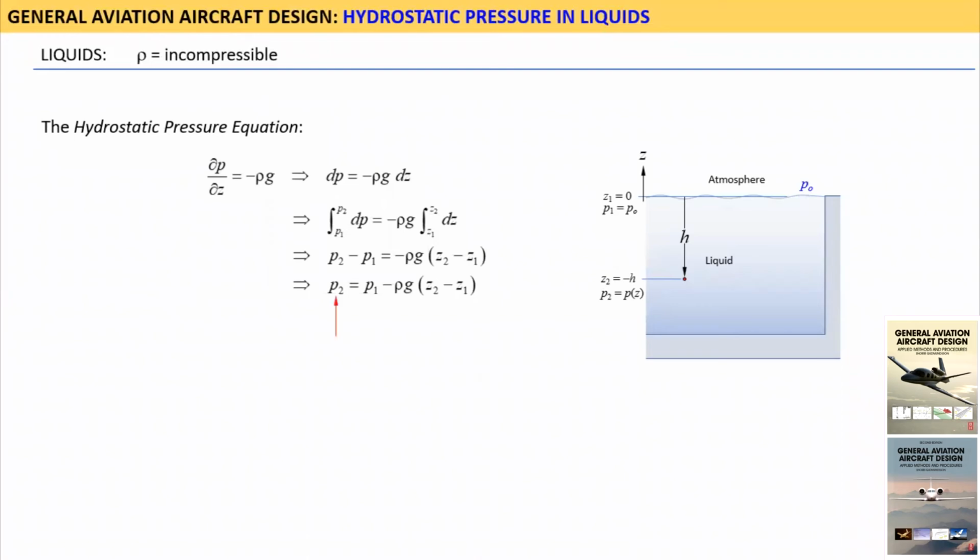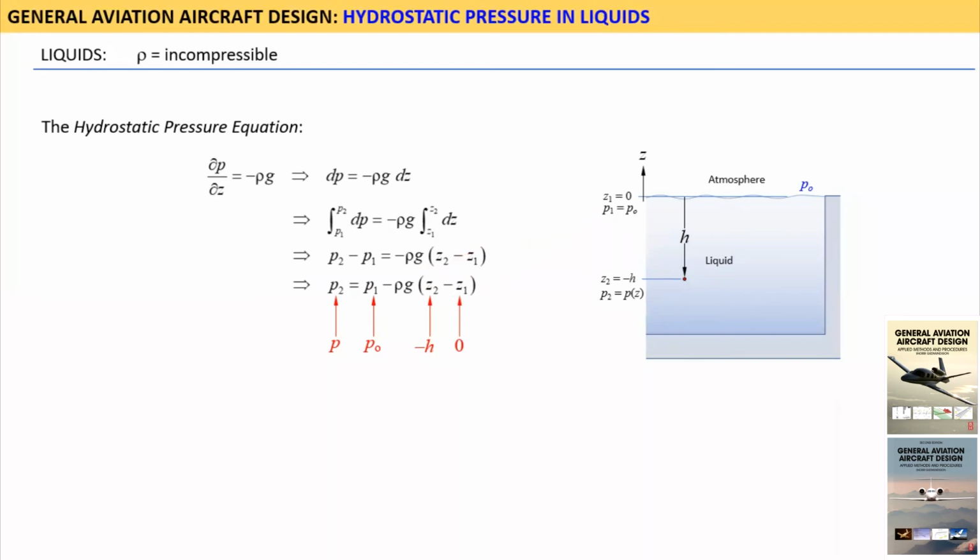First, look at the variable P2 in the bottom equation. It is this variable in the illustration. Therefore, let's substitute P for it. Let's omit the variable Z inside the parenthesis for clarity. Next, let's look at P1. It is this variable in the illustration. We will substitute the atmospheric pressure as shown. The term Z2 is simply the negative of h, and Z1 is 0, as shown in the illustration.